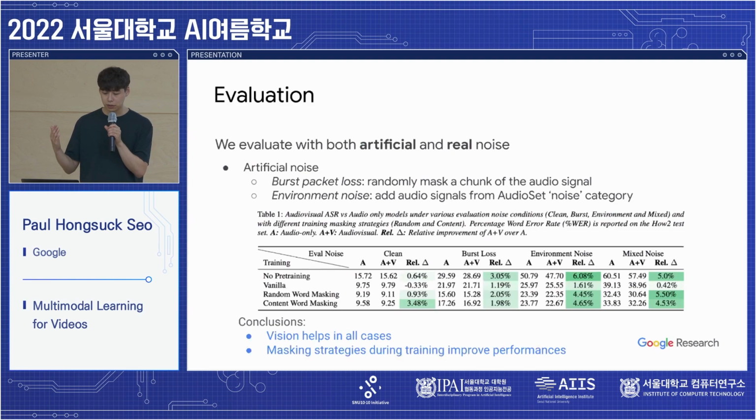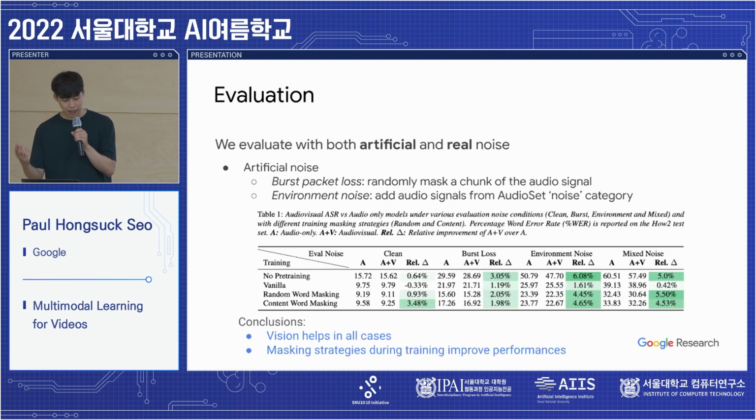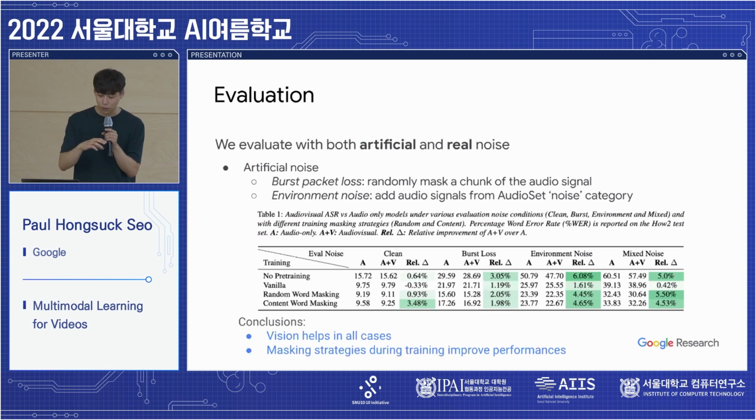We tested our models in 2 different noise settings. The first one is artificial noise settings, where we introduced random artificial noise of 2 different types. The first one is burst packet loss, which mimics transmission errors, transmission noise. So we randomly masked a chunk of the audio signal in this case. And the other one is environmental noise. We added audio signals belonging to the noise category in the AudioSet data set.